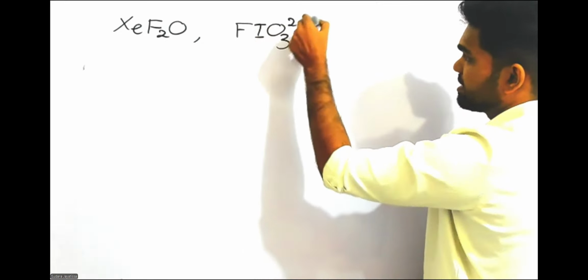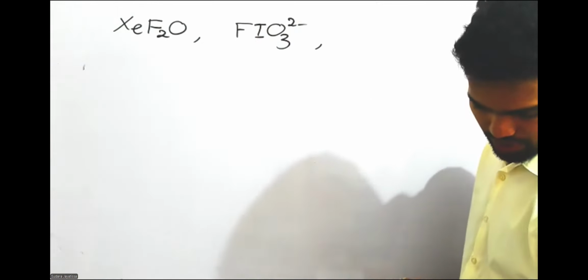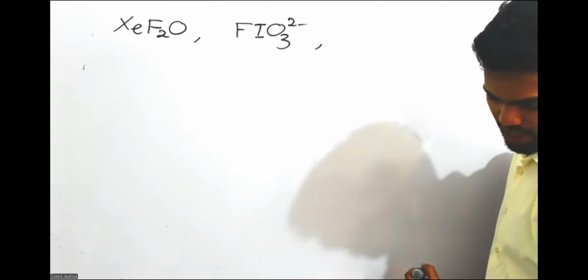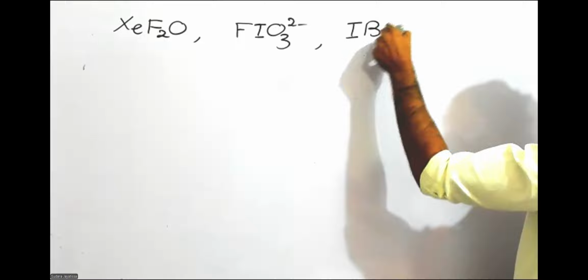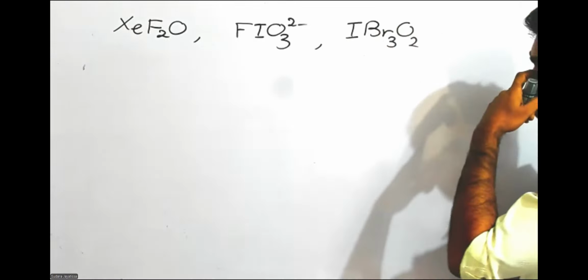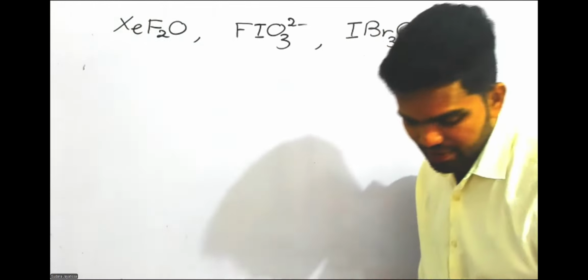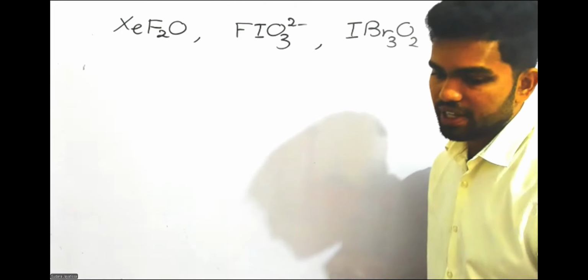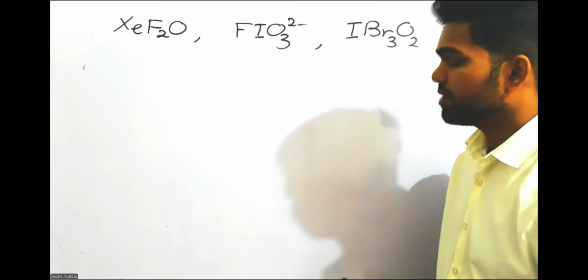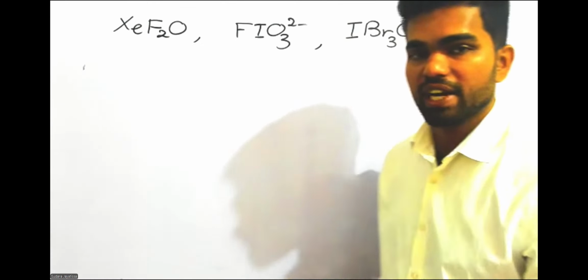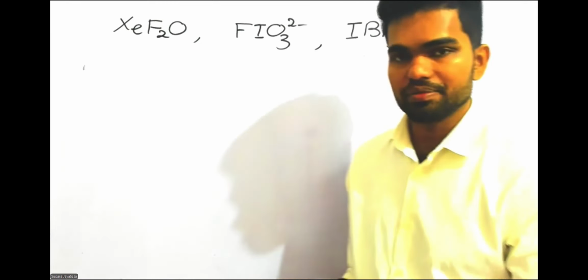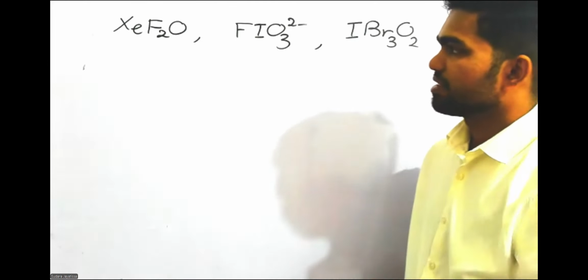XeF2O and IBr3O2. So now the first thing you have to do is identify the central atoms. We know the least electronegative atom is the central atom. Okay, so look at the first molecule.